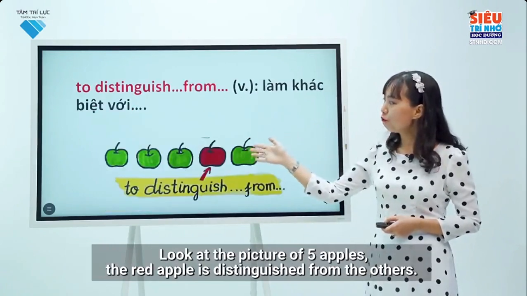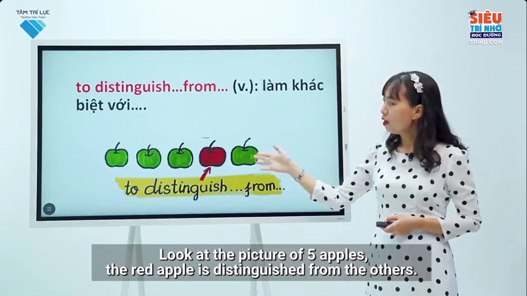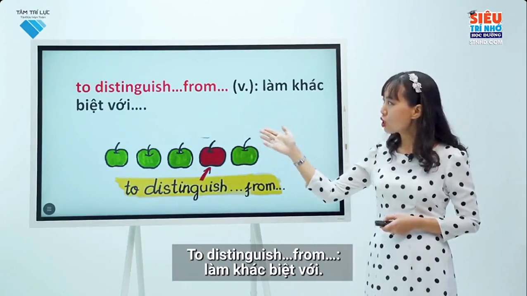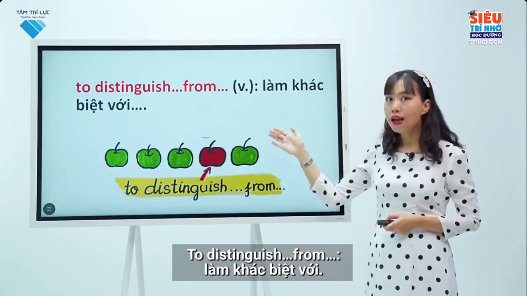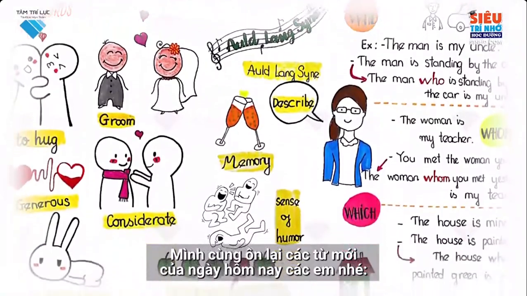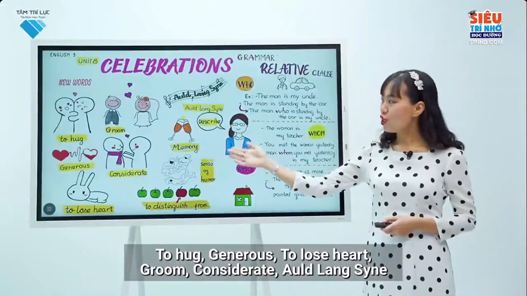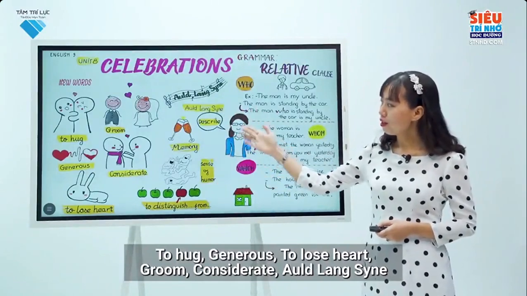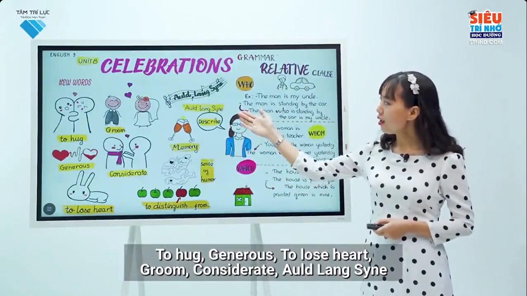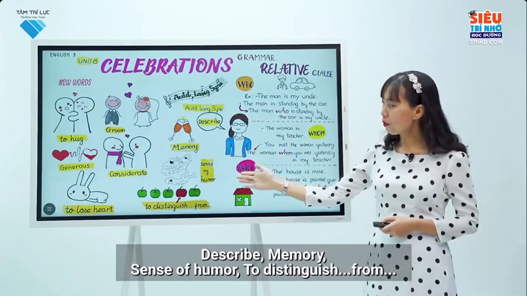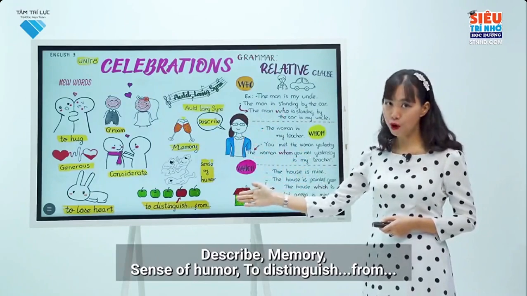Look at the picture of 5 apples. The red apple is distinguished from the others. To distinguish from. Let's review today's new words. To hug, generous, to lose heart, groom, considerate, Auld Lang Syne, describe, memory, sense of humor, to distinguish from.